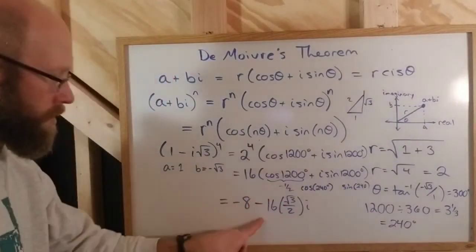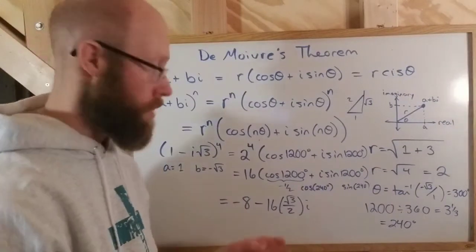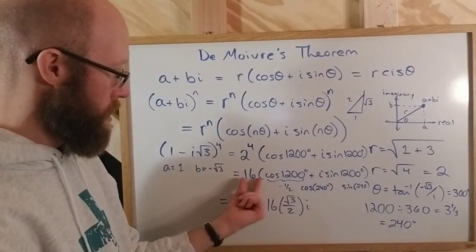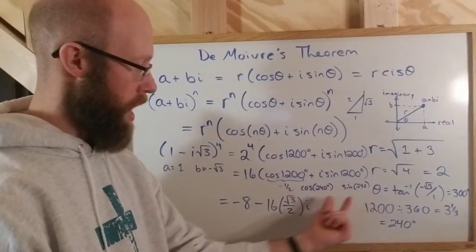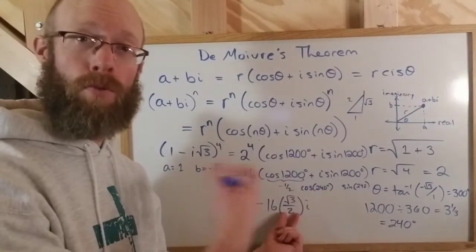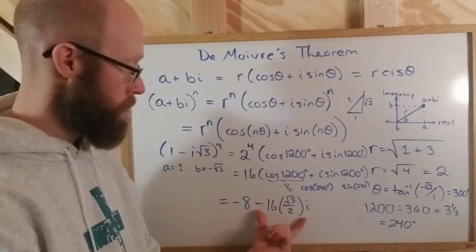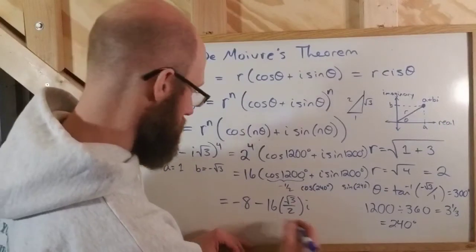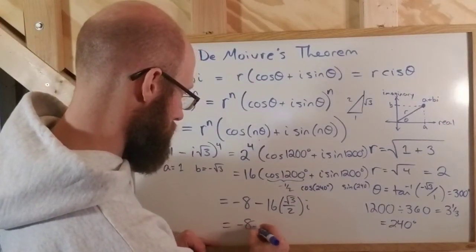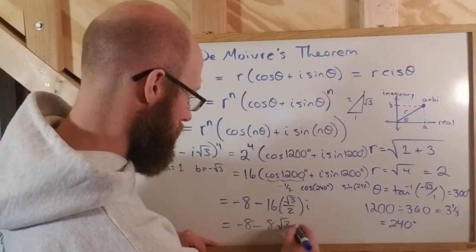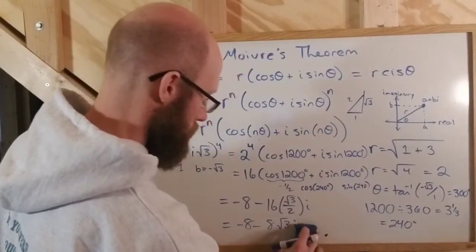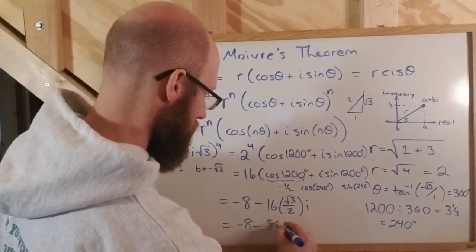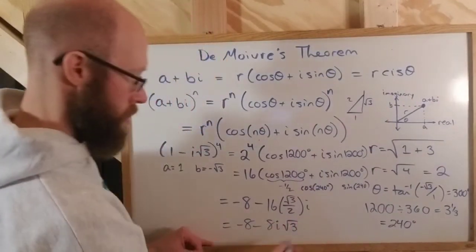There it is. Okay. So hopefully that's making sense. I've got the 16 times the negative 1/2 is my negative 8. 16 times this sine, which is negative root 3 over 2, gives me this expression. Then I just have to simplify that. So 16 over 2 is 8, so this becomes negative 8 minus 8 root 3 times i, or 8i root 3 is probably how you would want to write that, because we put the roots at the end. Okay?